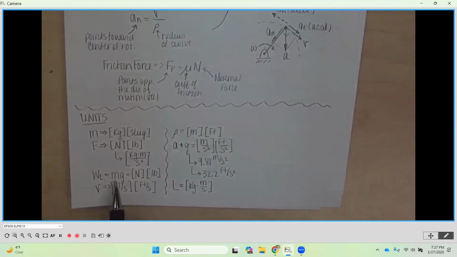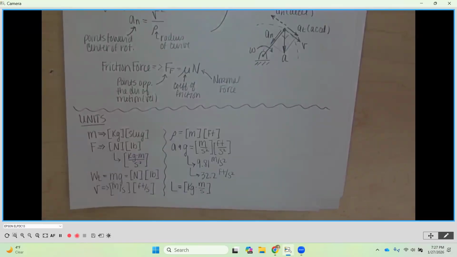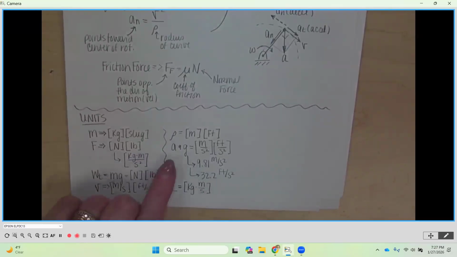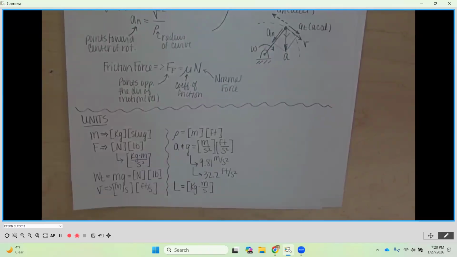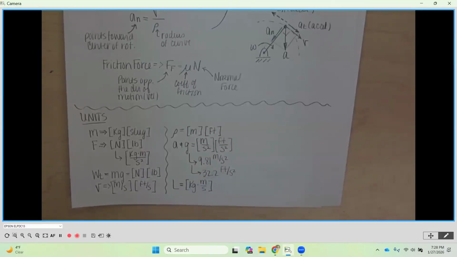Weight, we calculate weight by taking mass times gravity. So the units for weight are the same units for force, so newtons and pounds. Velocity is going to be meters per second or feet per second. Rho, which is that radius, that's a distance, so that's going to be meters or feet. Acceleration and gravity is going to be meters per second squared or feet per second squared, with metric gravity 9.81 meters per second squared and English 32.2 feet per second squared. And then L, this is momentum. Chapter 16, we're going to have momentum. So we haven't covered that one yet, but that's kilogram meters per second squared.